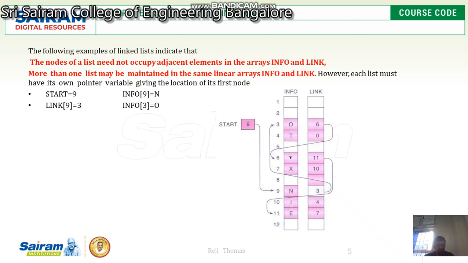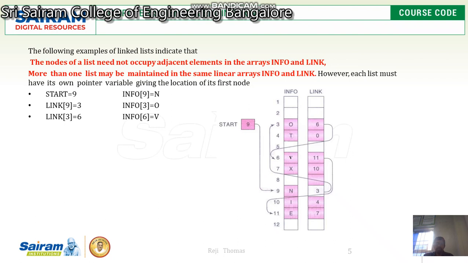So what is the address? The address is 9 for the given node. We have a link. What is there in the link? It is 3. So you have to look for the address 3 now. Info of 3 is going to be O. Now you should look at the link part for the same, which is 6. If you look at the address 6, you are going to get a character V.